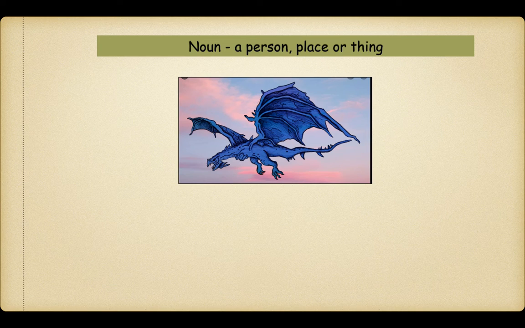So let's first of all go back to some important things that you need to know about. Remember, a noun is a person, a place, or a thing. Well, we have a dragon. The dragon is a noun. It's not a person. It's not a place. So we'd have to say it's a thing. It's a type of mythological or make-believe creature.